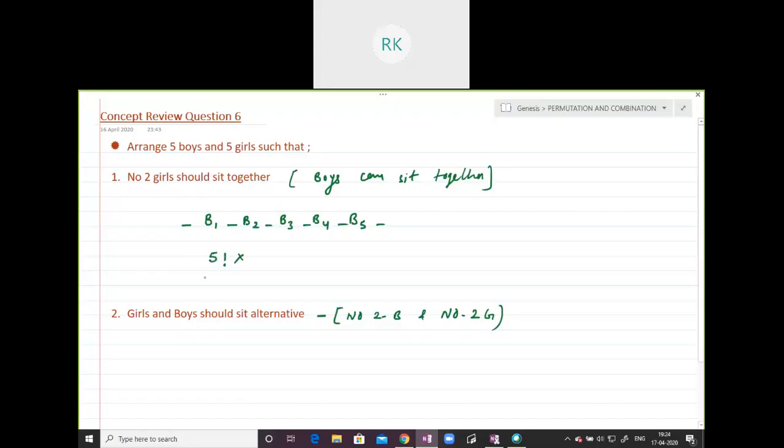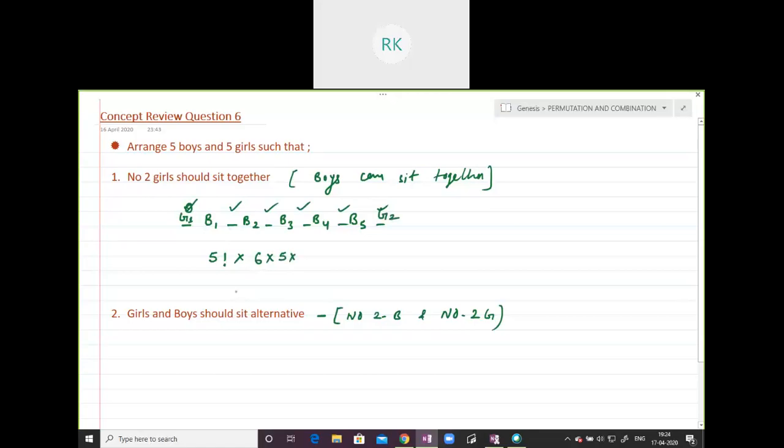Now, remember, there are 5 girls, but 6 positions created. But I need only 5 positions. Anyway, of course, the virtual gap would vanish. So what is happening here? The first girl, how many options do we have? 1, 2, 3, 4, 5, 6. Of course, 6 options. Let's say the first girl occupies this position. Now, for the next girl, of course, we'll have 5 options remaining. Let's say the second girl is here.